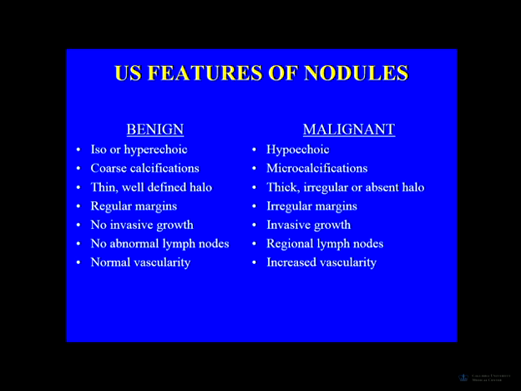So hypoechoic nodules, the one we just saw, can be concerning for malignancy. Microcalcifications, these are smaller calcifications. Those, in contrast to coarse calcifications, are a concerning finding. A thick, irregular, or even an absent halo is more consistent with malignancy. A nodule with clearly irregular margins is of concern. Those that are already showing invasive growth, this is often a little harder to see, or if you see abnormal lymph nodes on exam, or if they have increased vascularity, particularly peripherally.